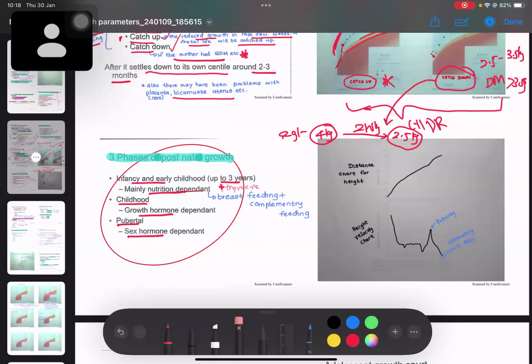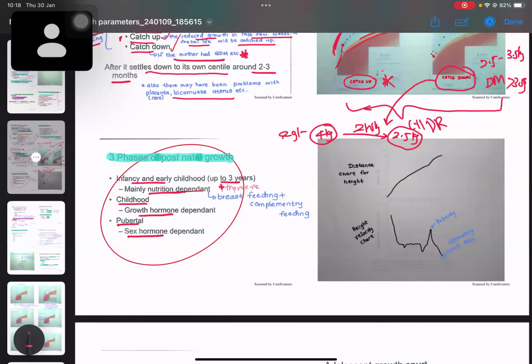These are frequently asked in MCQs. The 3 phases of postnatal growth after birth. Postnatal means after birth, you all know. The first one is infancy and early childhood. It's up to 3 years. We see in Sri Lanka up to 3 years. It's infancy and early childhood.